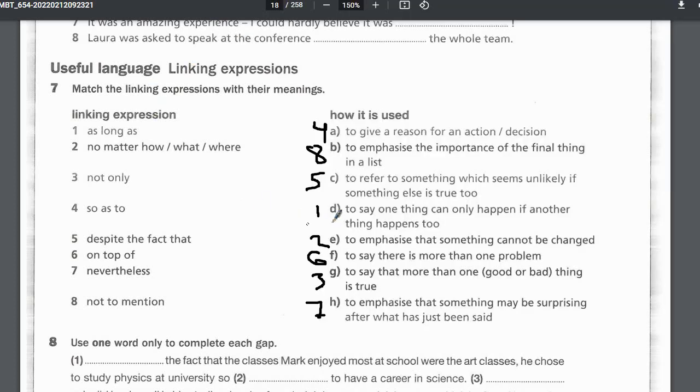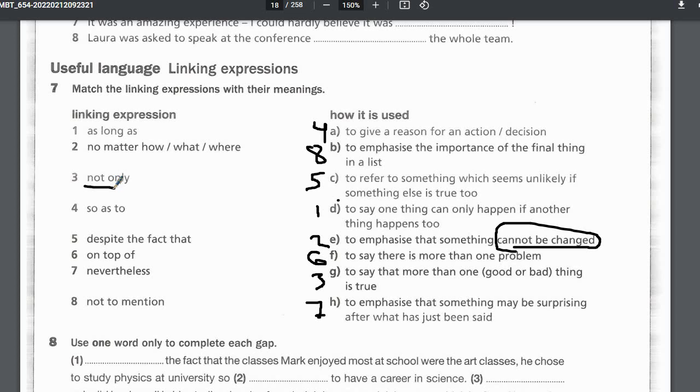Okay, so as long as, it's like if, basically. So as long as you study, I'll be happy. No matter, so it's like even, similar to even if. So even if you study, you will fail, or even if you whatever. So no matter whether you study or not, or no matter what you do.